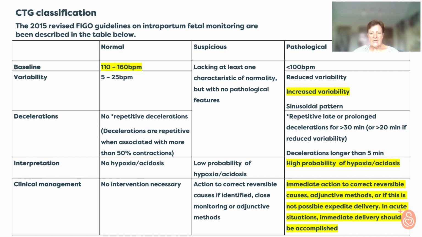So if we interpret this now, we say that there's a high probability of hypoxia because of this increased variability. And the clinical management, according to the FIGO guidelines, is immediate action. We will look at the immediate action in much more detail just now.